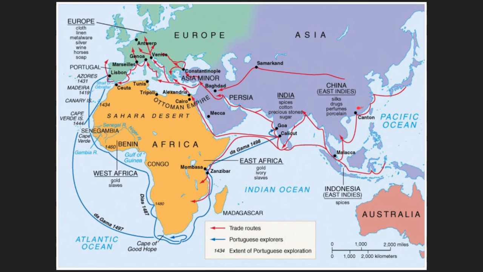For example, China would trade silks, drugs like medicines, perfume, and porcelain. Porcelain is what fine china is made of, which was really rare at the time and hard to make. Also what toilets are made of. They didn't have it in Europe. India had spices and cotton. Most of our clothes today are made of cotton. And precious stones like jewels and diamonds, as well as sugar.